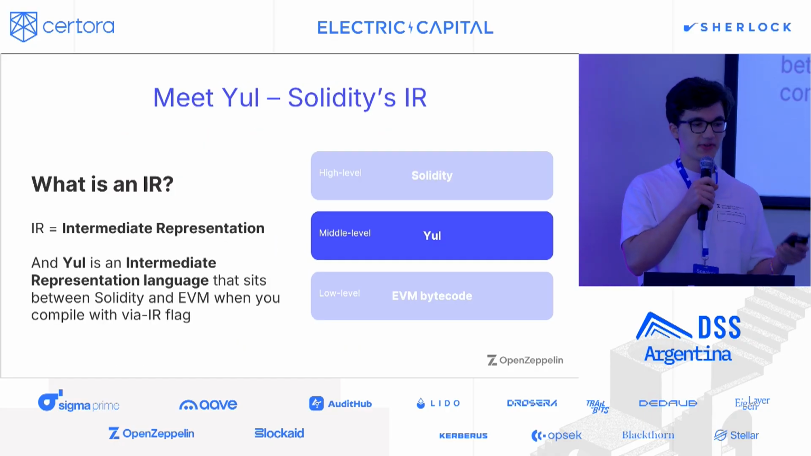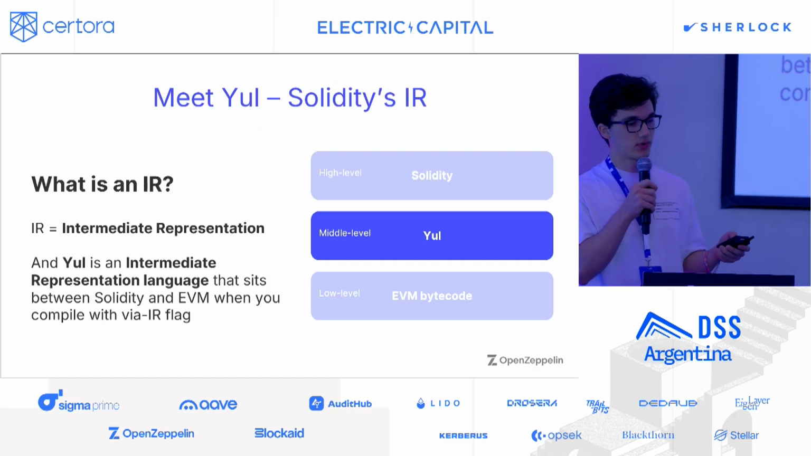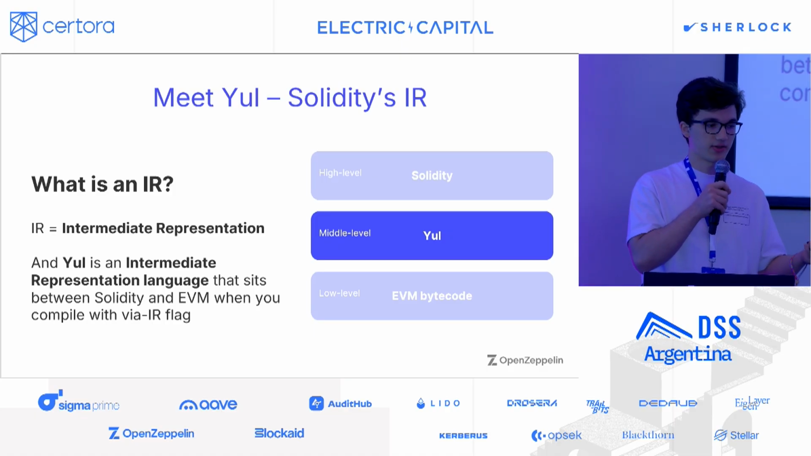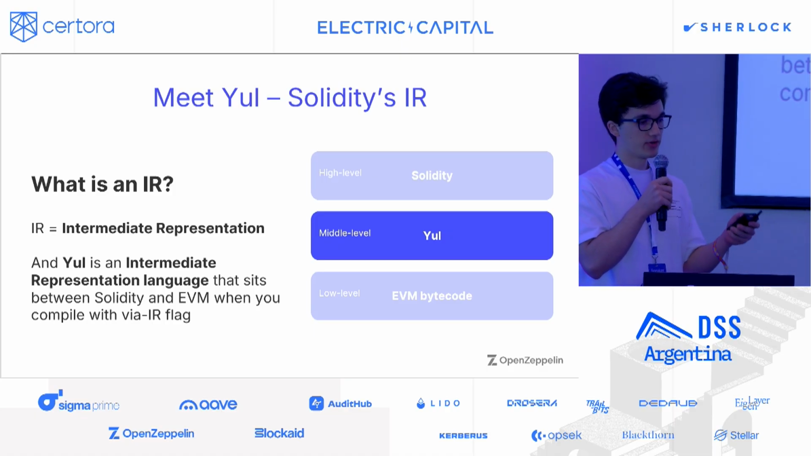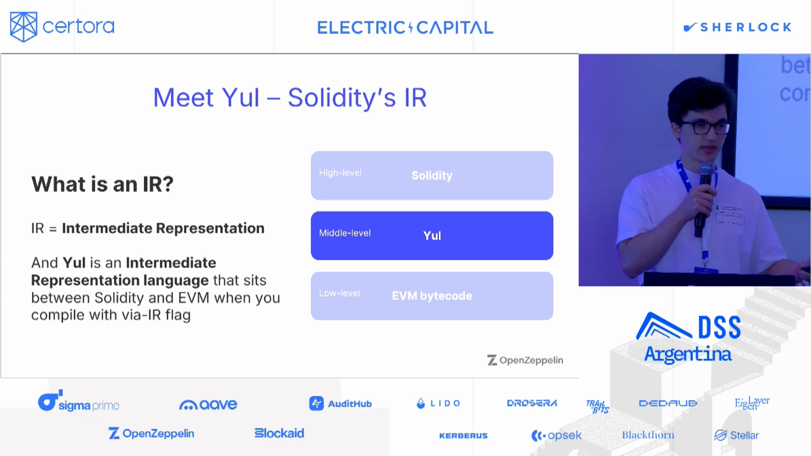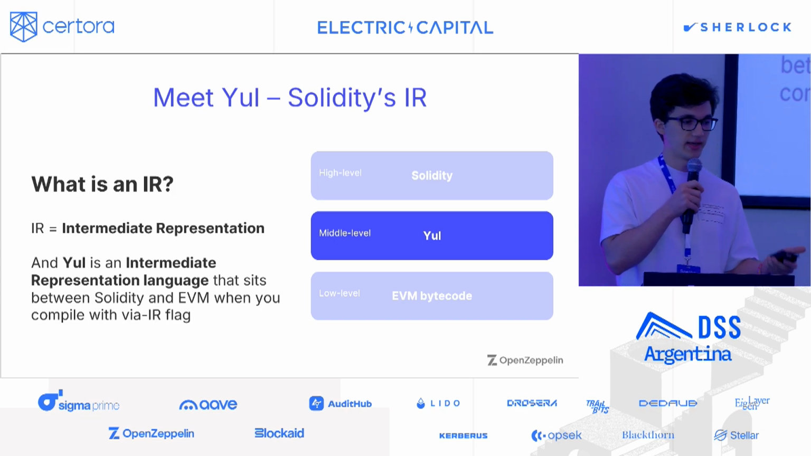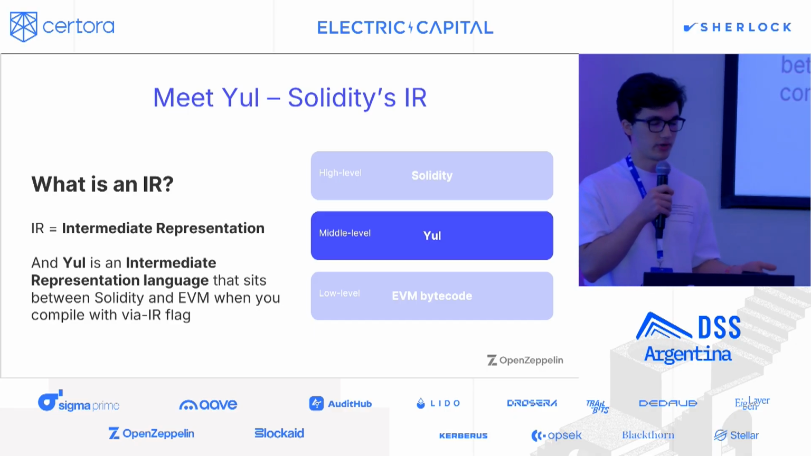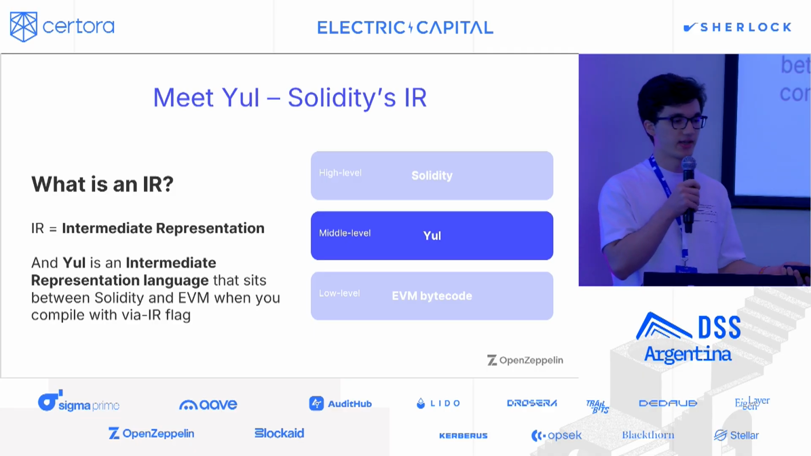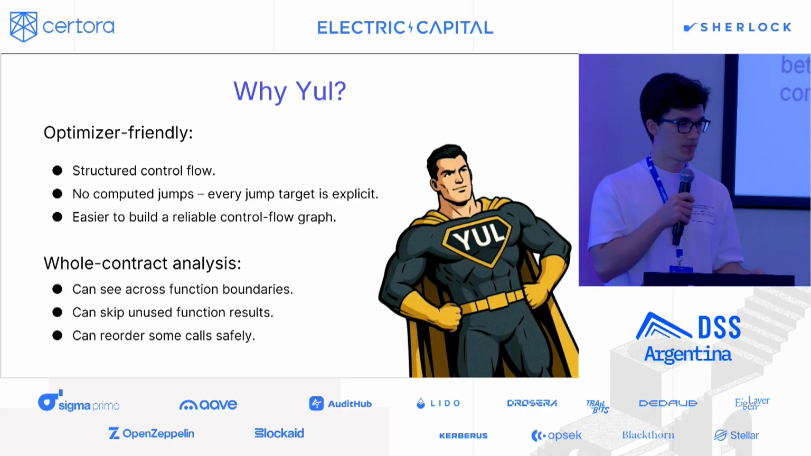Before we dive into specific optimizations, we need to say a few words about Yul, because it's the heart of the via-IR pipeline. Yul is Solidity's intermediate representation, a small structured language that sits between Solidity and EVM bytecode. It has functions, if, for, but none of the high-level Solidity sugar, no inheritance, modifiers, or complex types.